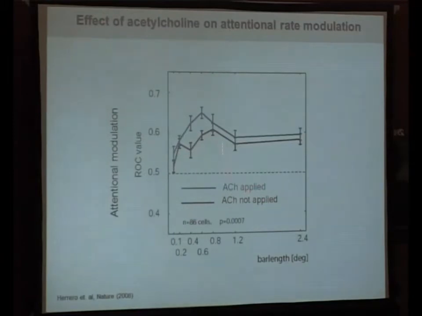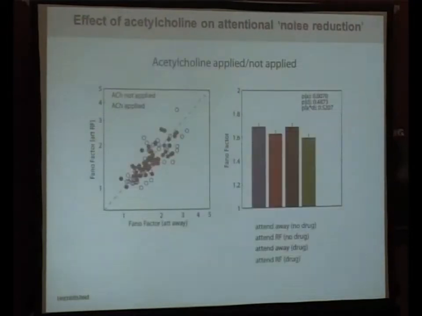When we apply acetylcholine, ROCs are increased, which means that an ideal observer on a trial-by-trial basis could tell more easily where the monkey attends to, compared to when acetylcholine was not applied. And we then also looked at Fano factors when the monkey attended to the receptor field compared to when he attended away from the receptor field as a function of drug application.